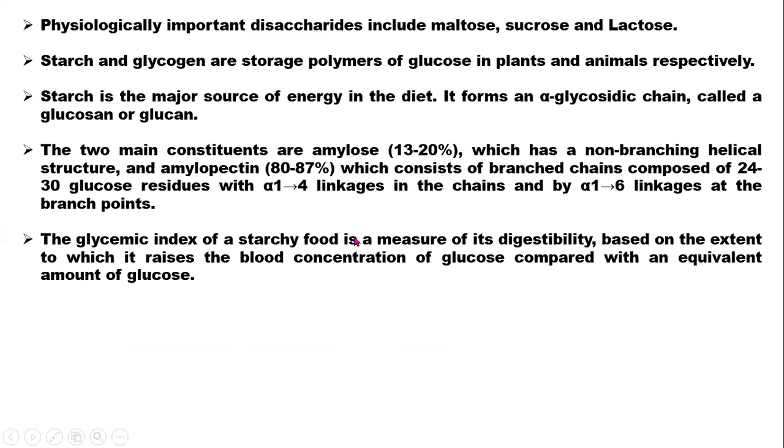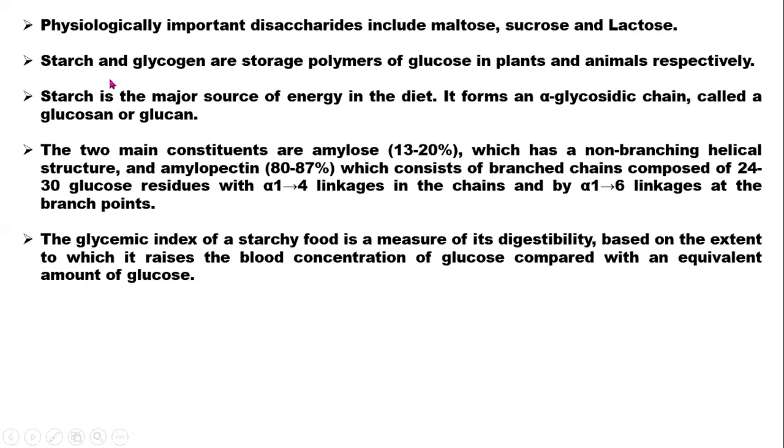The physiologically important disaccharides include maltose, which is a disaccharide consisting of two sugar units, two glucose units, right? Glucose and glucose form maltose. We have sucrose, a disaccharide that consists of two sugar units, fructose and glucose. And also we have lactose, which is a disaccharide that consists of galactose and glucose.